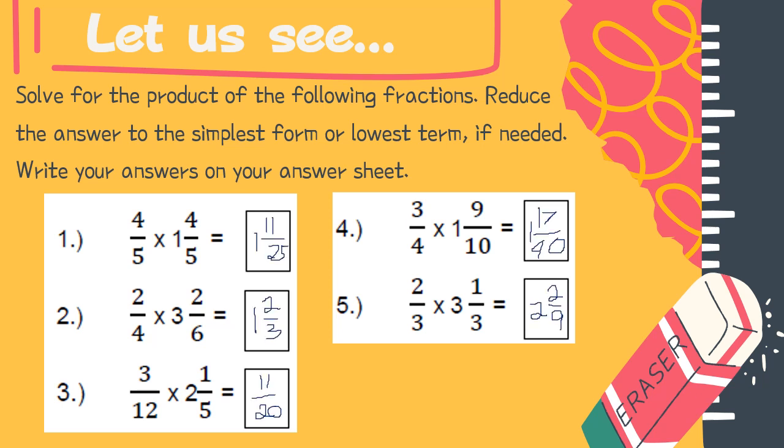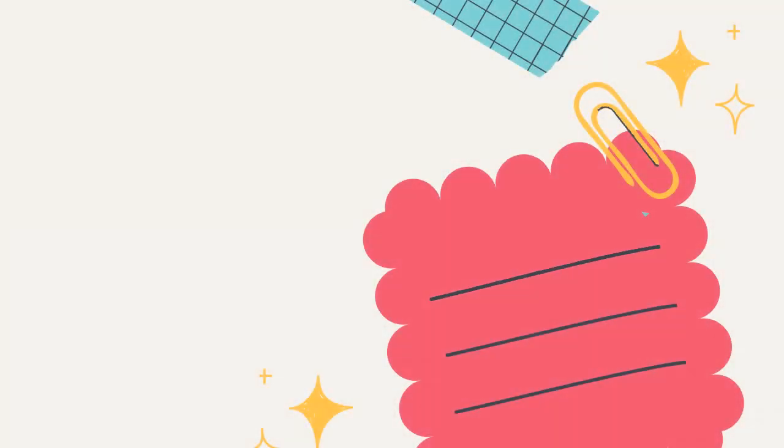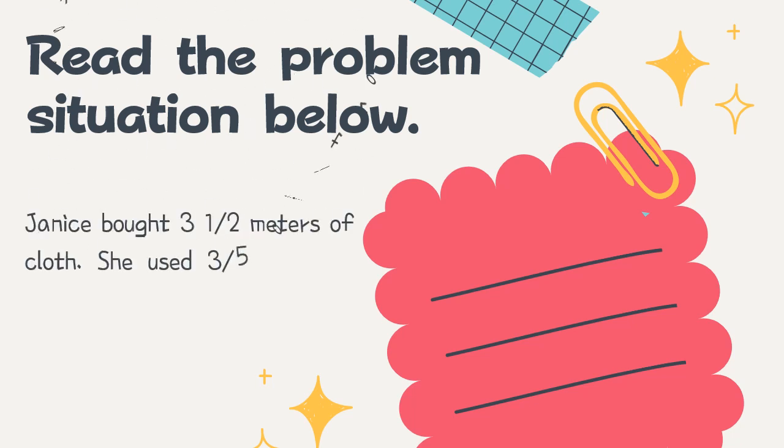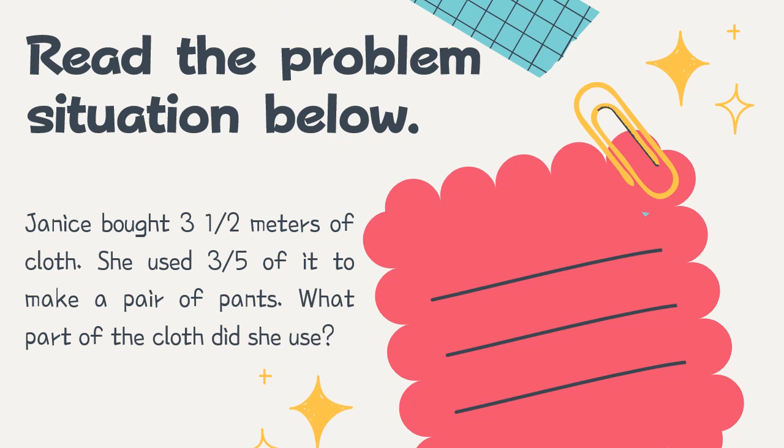Now, here are the answers. So how do I get all the answers? Let's see. Let us read the problem situation below. Janice bought 3 1/2 meters of cloth. She used 3/5 of it to make a pair of pants. What part of the cloth did she use?